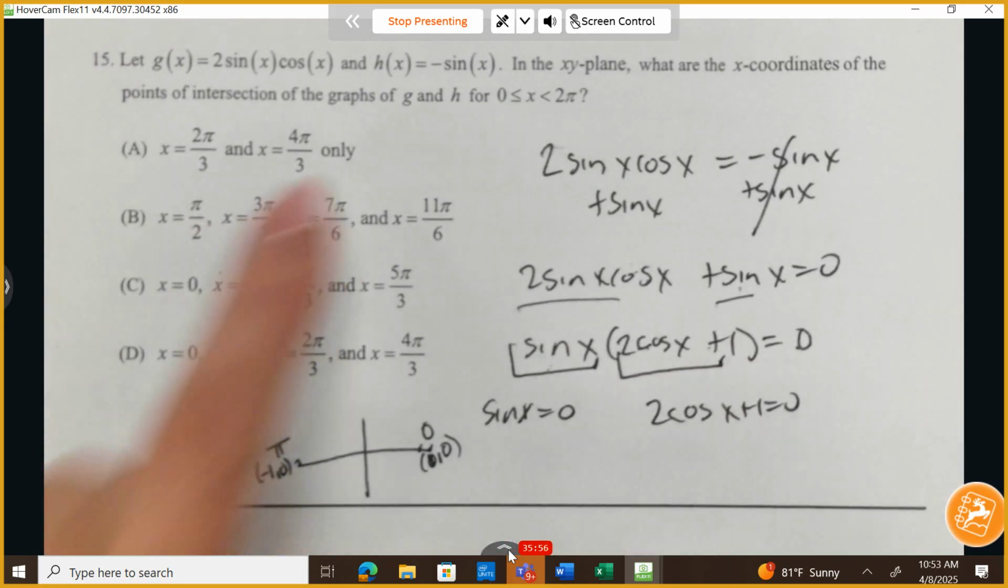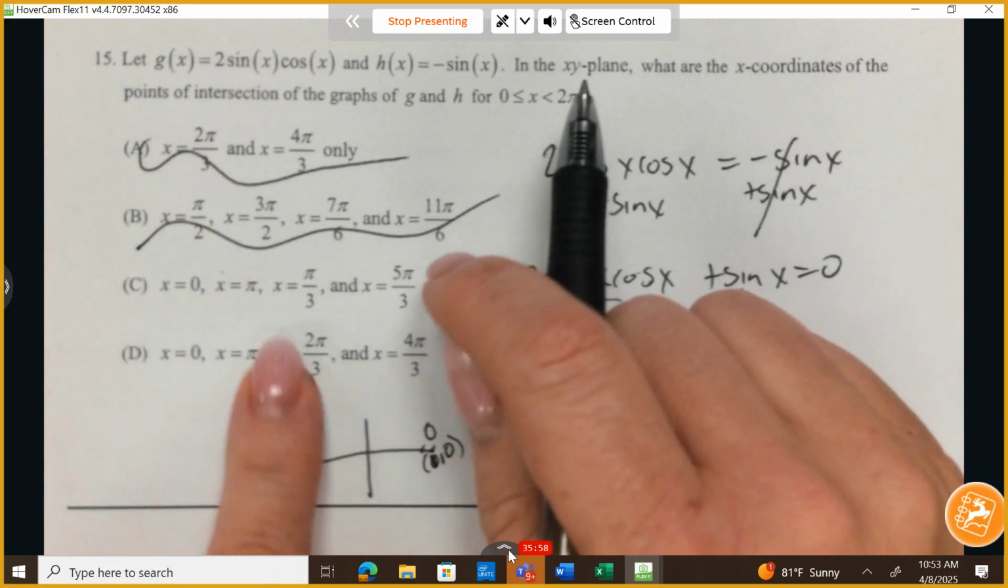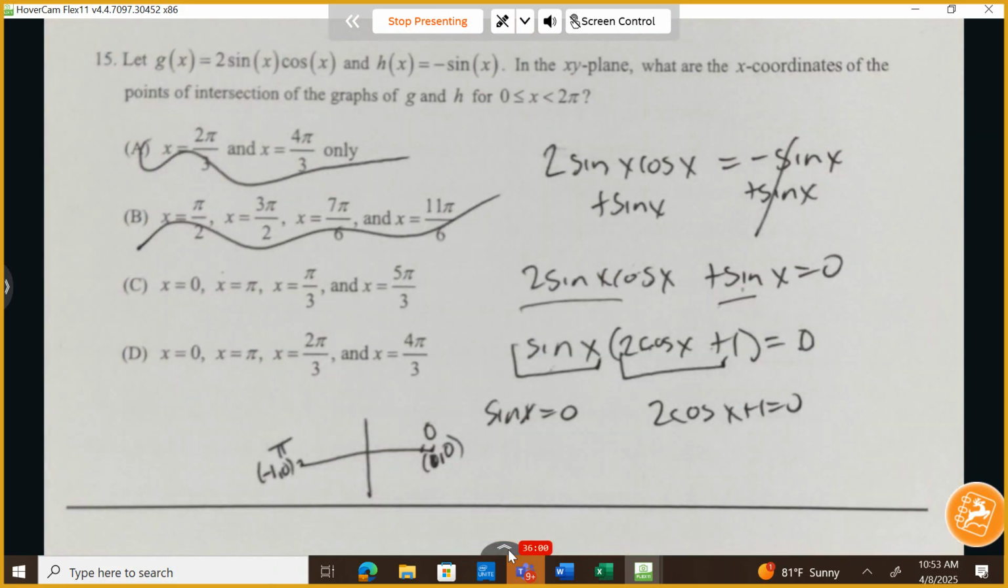Let's find that. This does not have 0 and pi. This does not have 0 and pi. Okay, I have a 50% chance of getting it right. You don't understand how much you are going to increase your chance of passing this test by eliminating the wrong answers. Okay, let's do the next one.